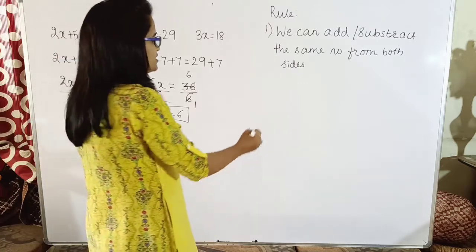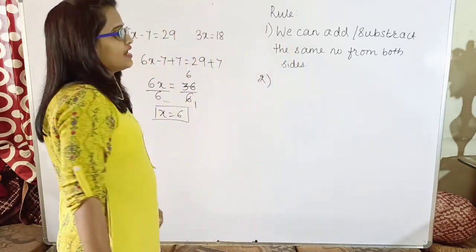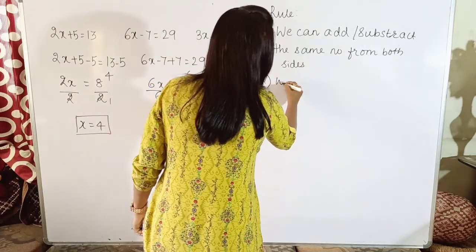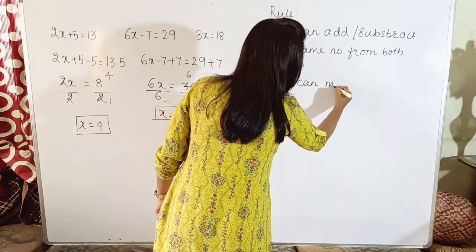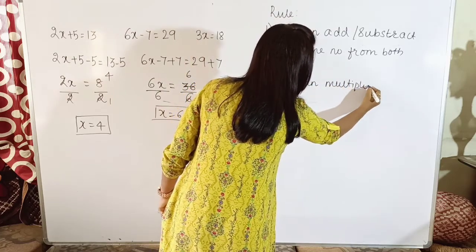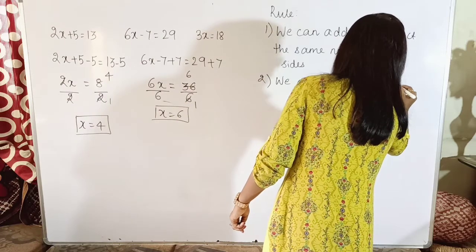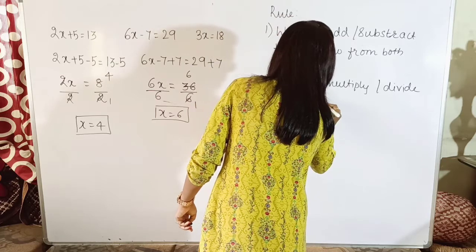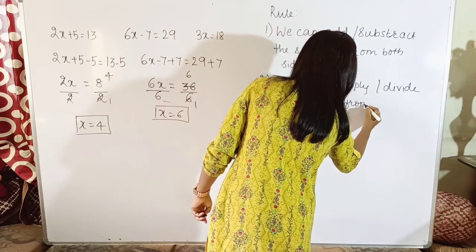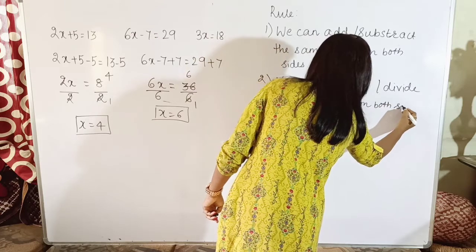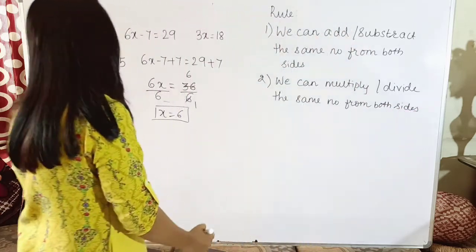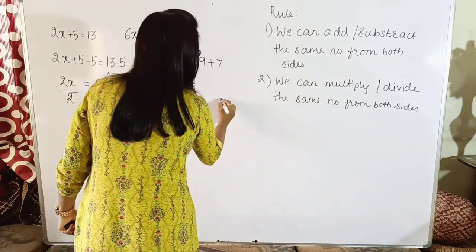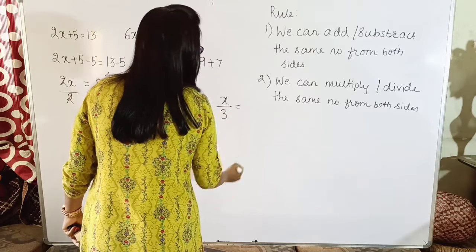Okay, so what could be the second rule? Just like you can add or subtract the same number from both sides without affecting the value of the equation, we can multiply as well as divide also, isn't it? We can multiply or divide the same number from both sides. Yes, we can multiply or divide the same number from both sides. Now, instead of taking this example, suppose I take it as x by 3, which will give me 5.